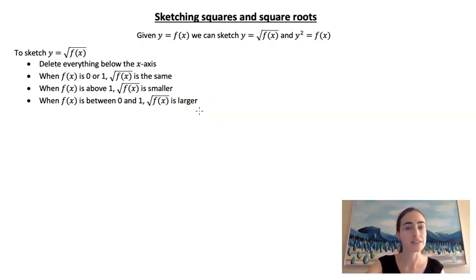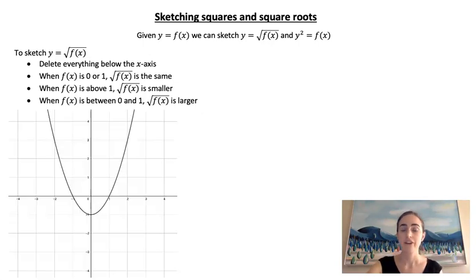Let's have a look at some examples. So we're going to try and sketch the square root of this function. So first off, like we said, everything under the x-axis we're going to delete. That's not going to be there. So that means that our new function, our square root function, is going to have a domain of when x is less than or equal to minus 1 or greater than or equal to 1. So it's not going to exist, our new function, in between minus 1 and 1.